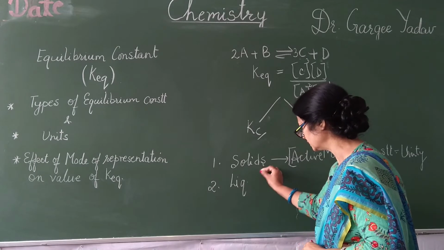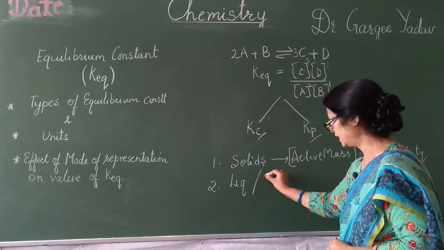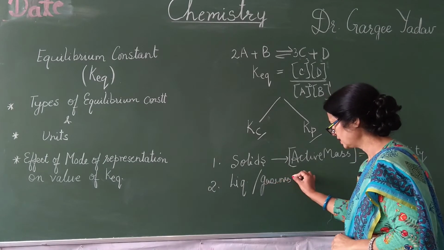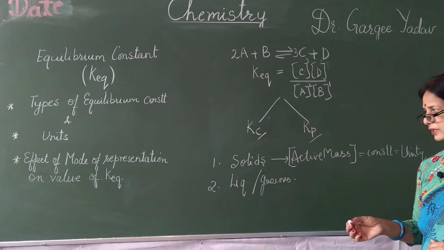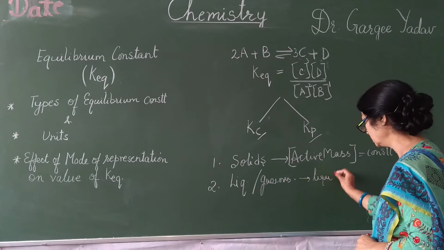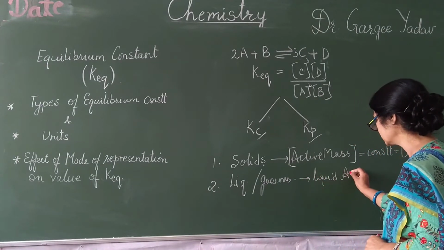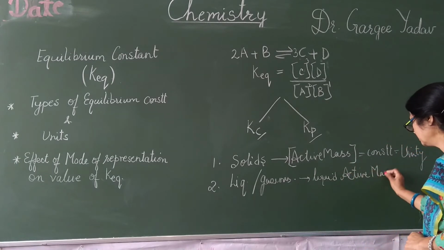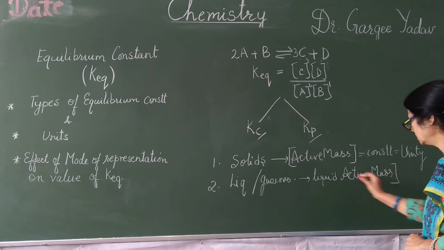And the other thing is that whenever we are taking equilibria in which the liquid and the gaseous phases are present as the reactant or the product, then we always take the liquid's active mass to be constant, because its concentration will not change and it will remain constant.